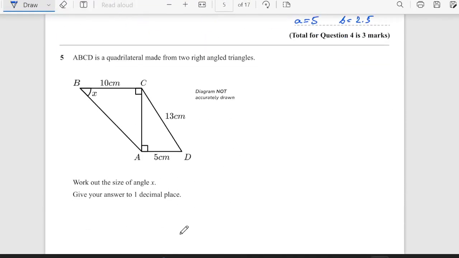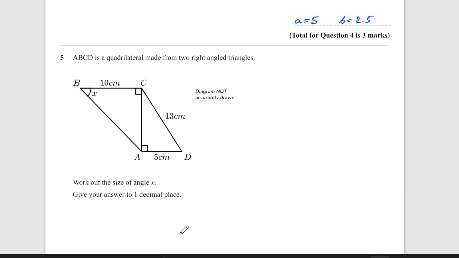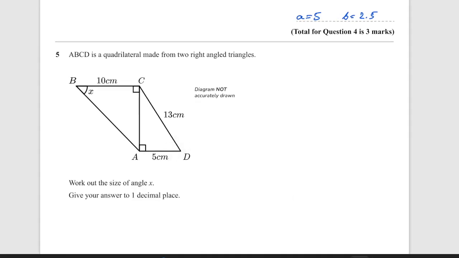Okay, question 5. Quadrilateral is made from 2 right-angled triangles. Work out the size of angle x. Right, I'm going to add a tiny bit more information to this. I'm going to say that that side and that side would be parallel if they're 2 right-angled triangles. That's not a huge amount of help. Right, so I'm going to work out this length here, which I will call y first of all.